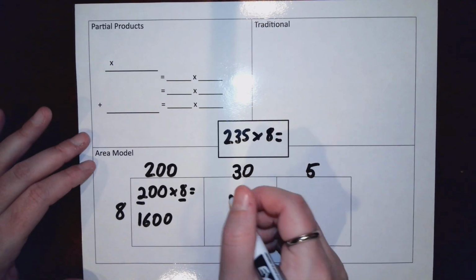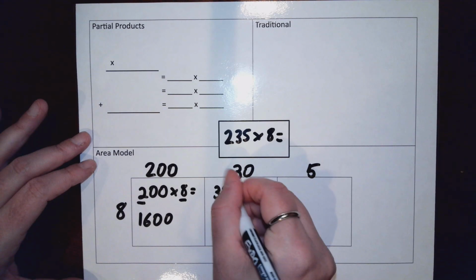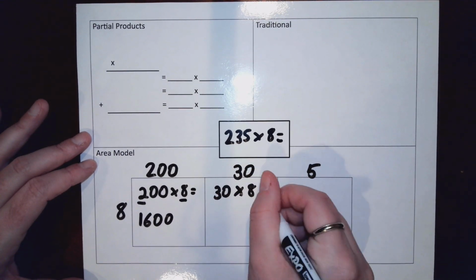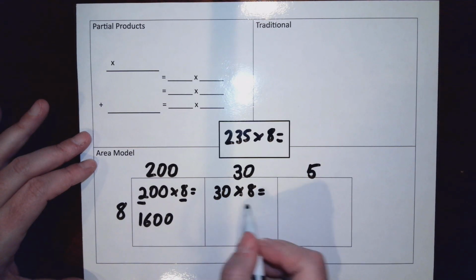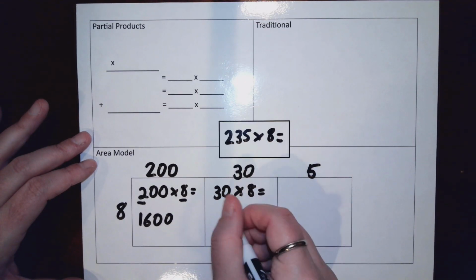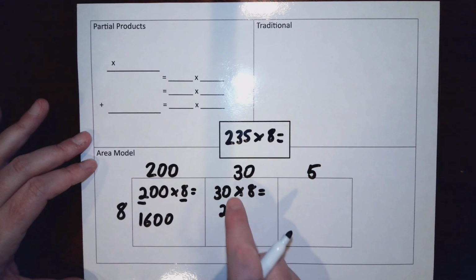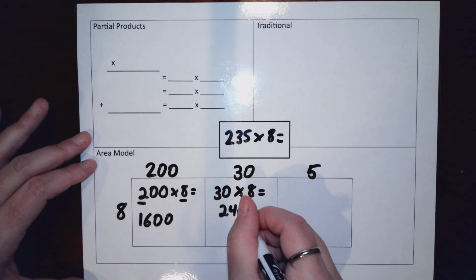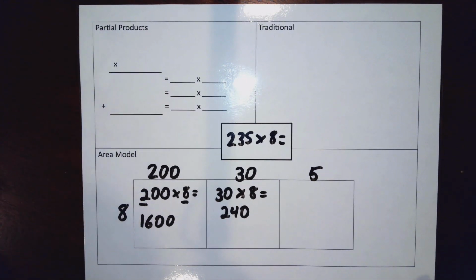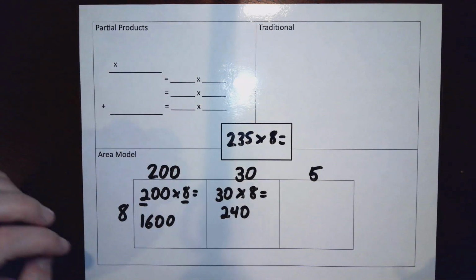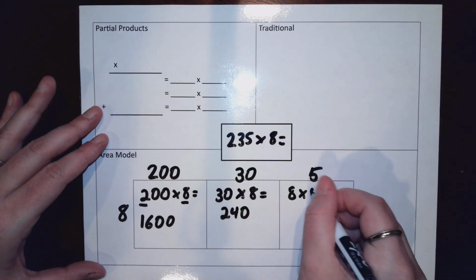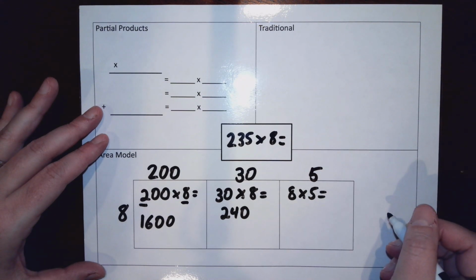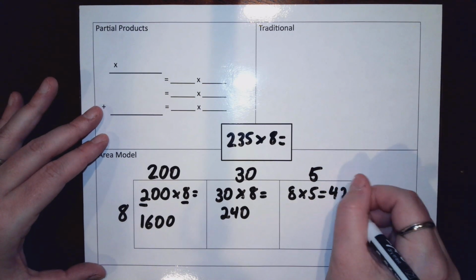My next multiplication fact is the 30 times 8. Okay, so I can look at this as 3 tens times 8. So the 3 tens times 8 gives me 24 tens. And because I'm talking about 24 tens, I have to add that 0 to the end. Now to multiply my ones, I have 8 times 5. 8 times 5 is 40.